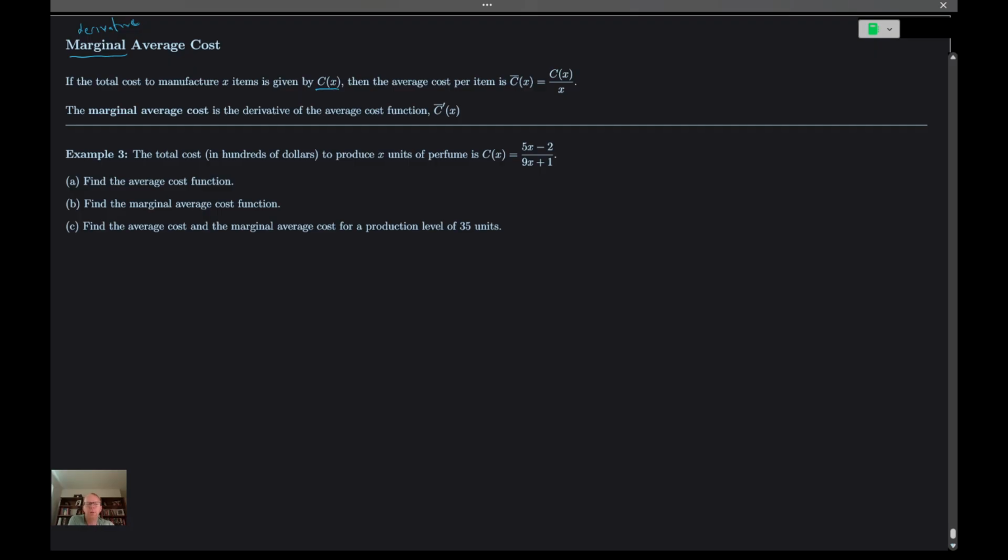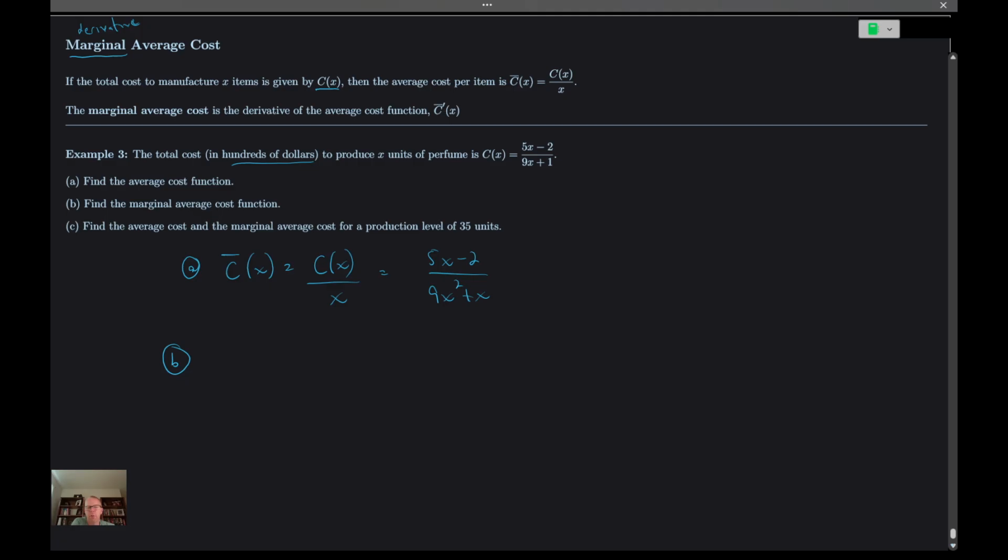So if we have the total cost in hundreds of dollars to produce X units of perfume, where we have 5x minus 2 over 9x plus 1, find the average cost function. So that's C bar of X equals C of X over X. So essentially, we're just multiplying this denominator by X. So we have 5x minus 2 over 9x squared plus X. So there's our average cost function.